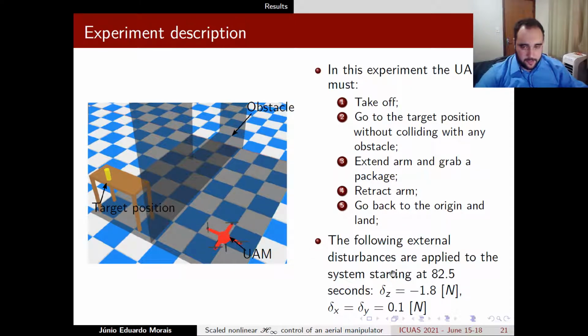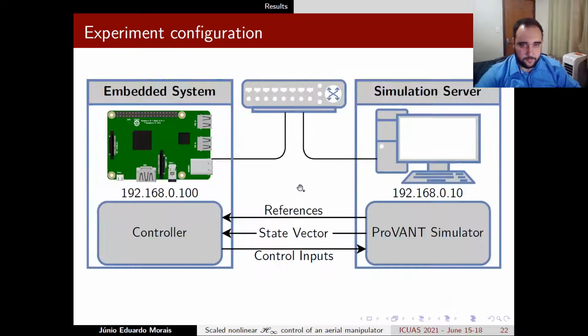During these experiments, disturbances of minus 1.8 newtons are applied to the z-axis and of 0.1 newtons to the x and y-axis, starting at 82.5 seconds. The trajectory for this experiment was generated using an offline RRT* path planner and saved to a file to be used during the simulation.